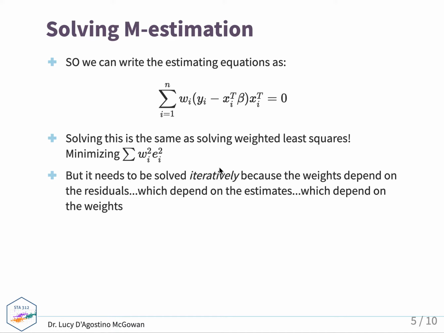But it needs to be solved iteratively. That's because the weights that we're about to discuss in this M estimation space depend on the residuals, which of course we get from the estimates. So the residuals depend on the estimates, but the estimates depend on the weights. So we have this circular problem, and the only way to solve this is iteratively.